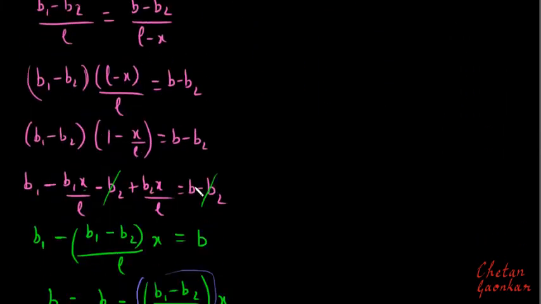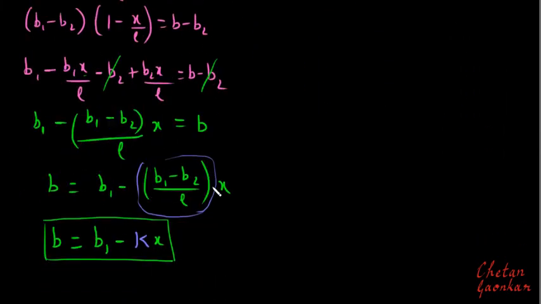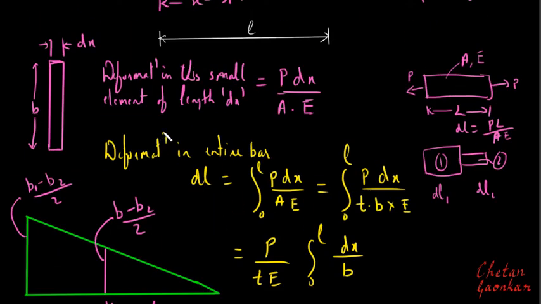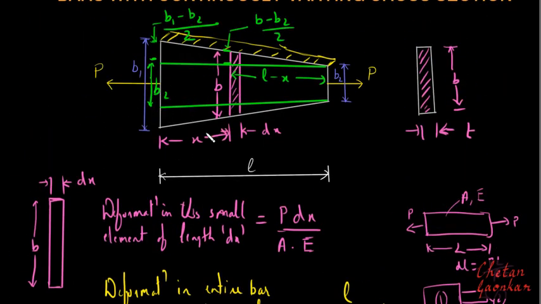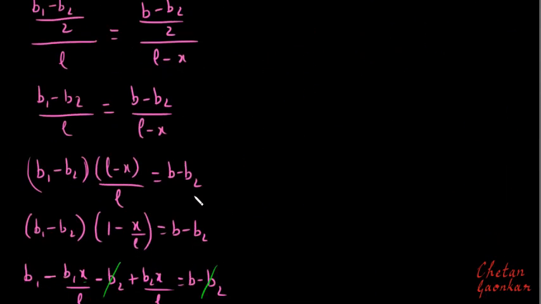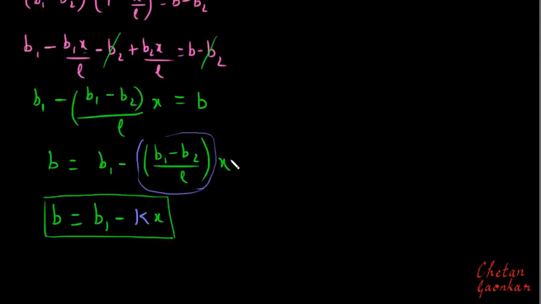Suppose you ask how much will be b at x equal to 0. So b at x equal to 0 means we will have to substitute x as 0. In that case I get b as b1, right? Whereas b at x equal to L should be how much? b at x equal to L should be b2. Similarly if I substitute x as L, this L and this L will get cancelled, this b1 and this b1 will be cancelled out, and finally I get b as b2. So this is the expression which relates b with x.